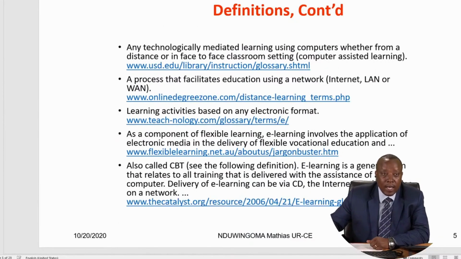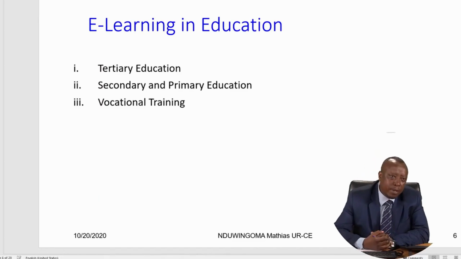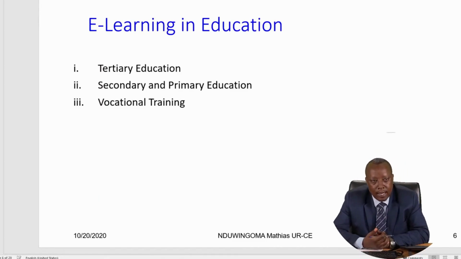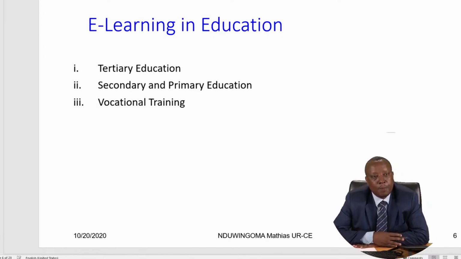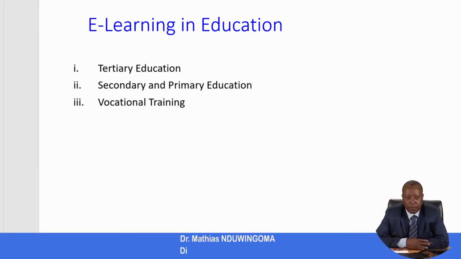For the moment, we also have what we call blended. When people hear e-learning, some can think about online learning, others can think about blended learning, others about hybrid learning or mixed learning. But the most important is that electronic is in everything, which means ICT is in every mode of delivery, and that mode of delivery is going to be called e-learning. Now, e-learning in education is being applied at all levels of education, from primary to tertiary education.